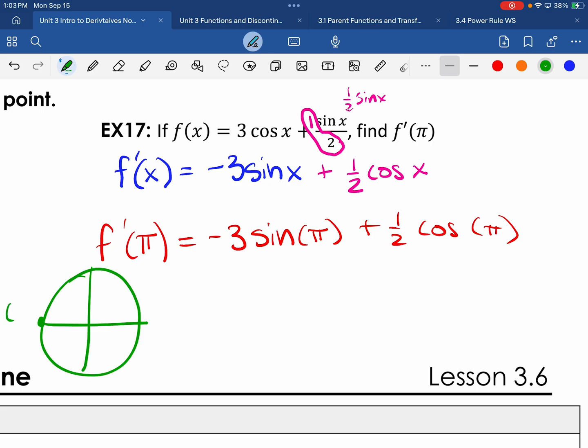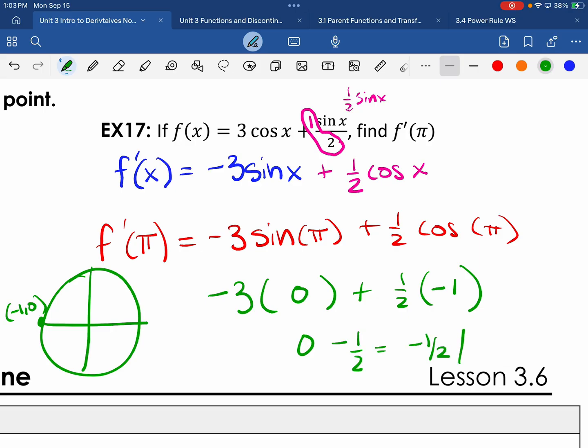Pi is right here at -1, 0. So the sine value is going to be 0, and the cosine value is going to be -1. So -3 times 0 is 0, minus 1/2, which is -1/2. All right. Sweet.